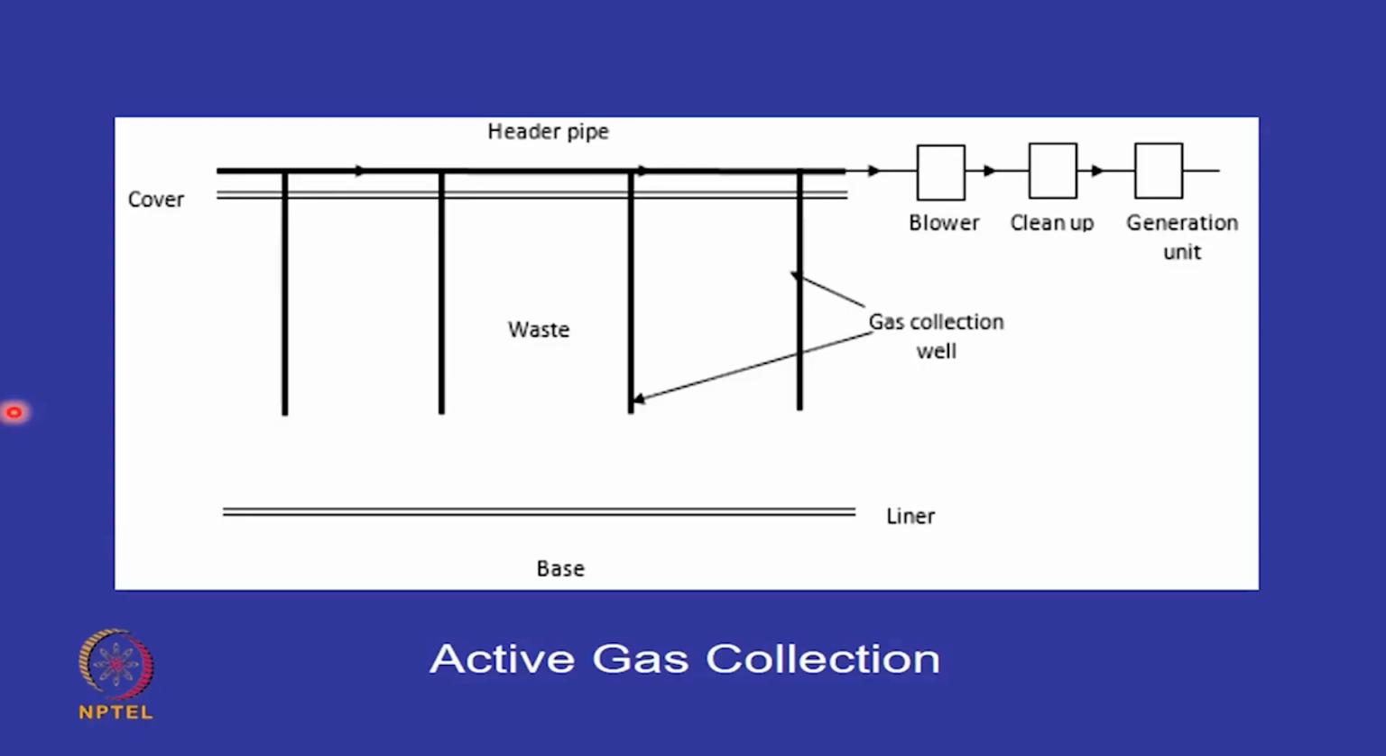So this gives you an overview of how it looks like. So you may have in any landfill, there will be a liner, you have a cover, and you have these wells. These are the header pipes, header pipe, header pipe, header pipe. All of them go to a suction pump or a blower. The condensate, the gas cleanup, it can either go for electricity generation or it can be used for the purpose of heating or for other purposes.